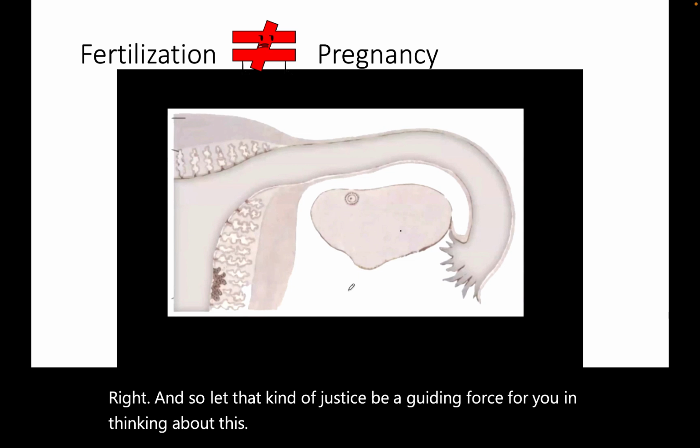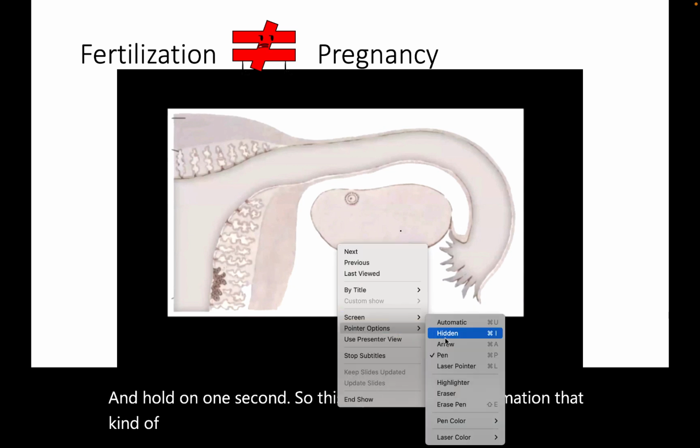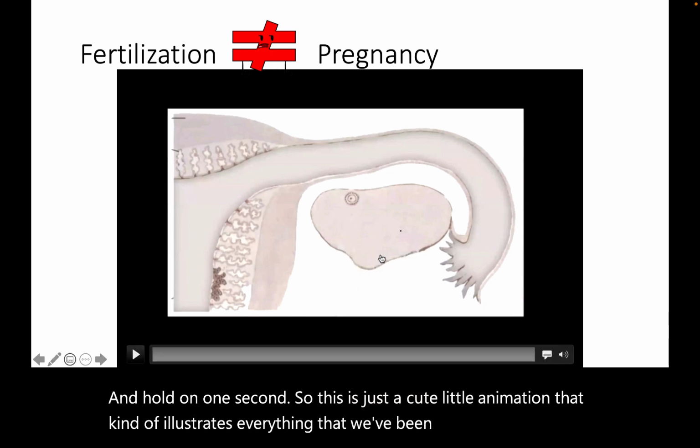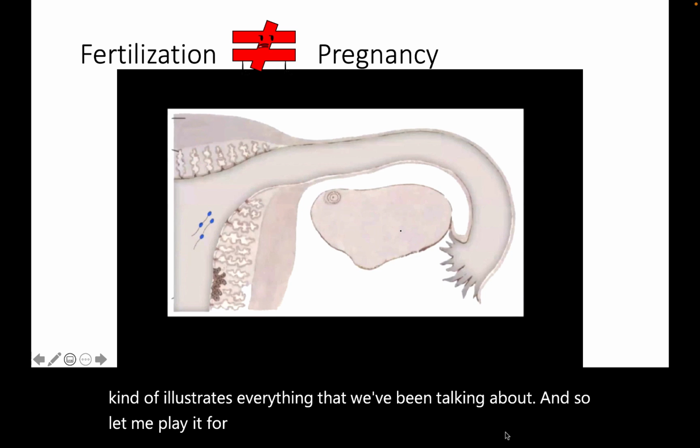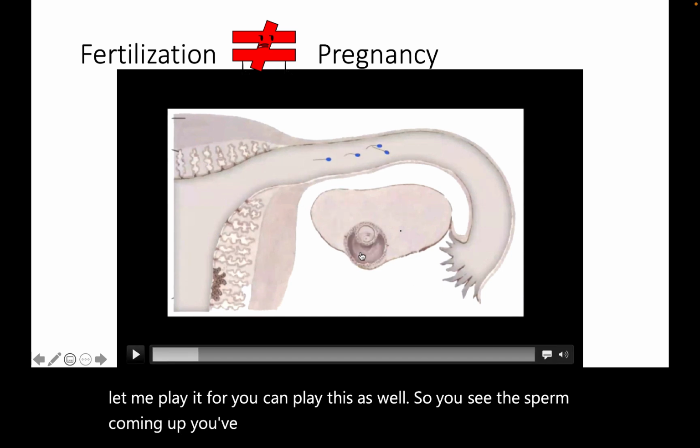And hold on one second. So this is just a cute little animation that kind of illustrates everything that we've been talking about. Let me play it for you. You can play this as well. So you see the sperm coming up. You've got follicular and ovarian development that's happening over here.